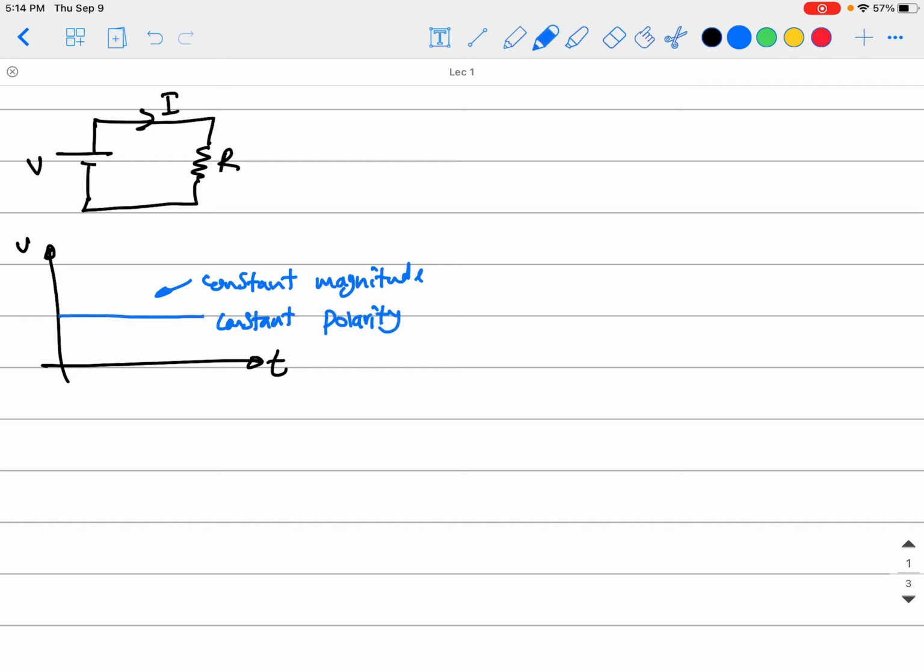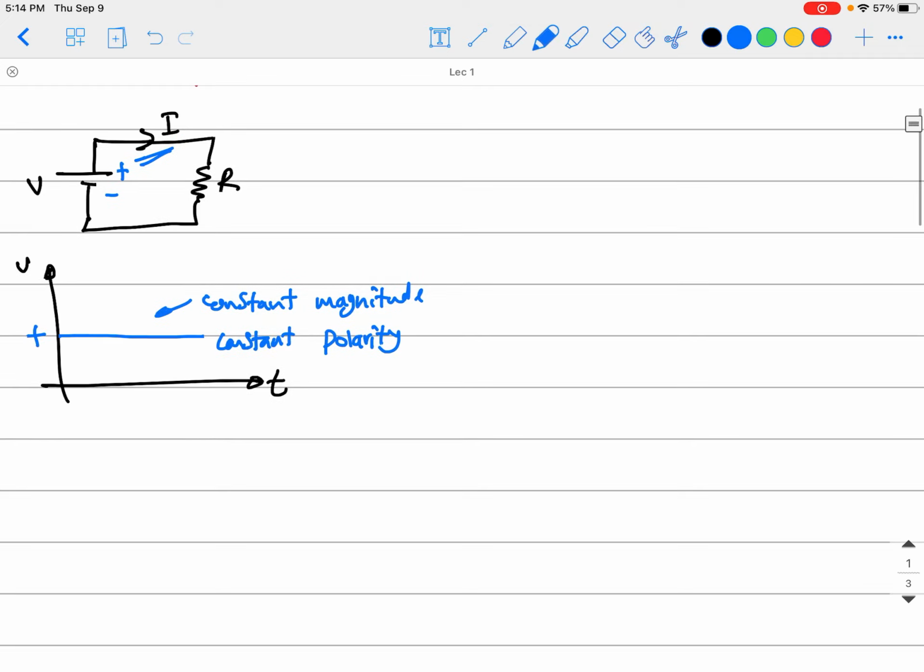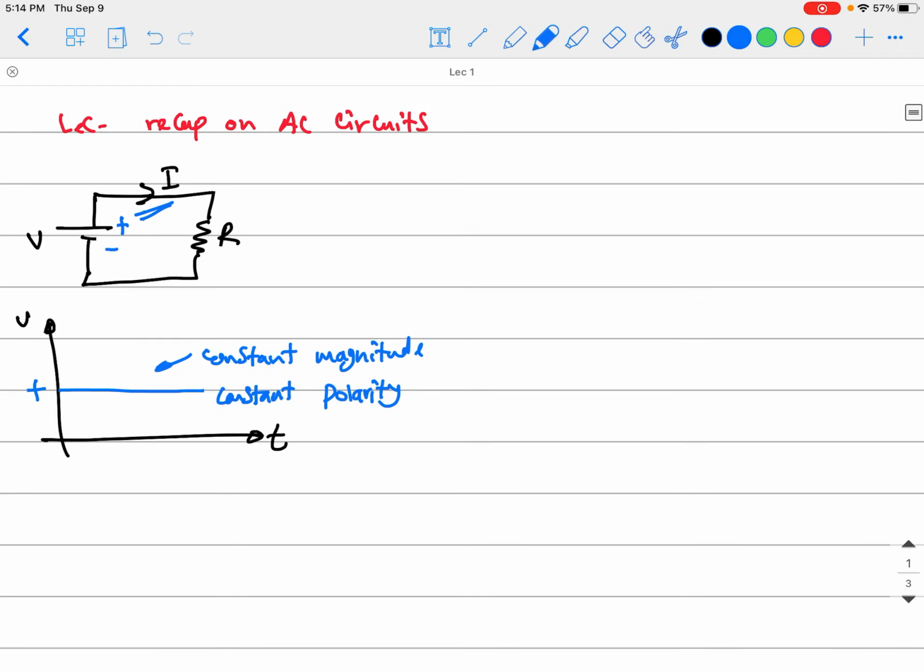So the magnitude doesn't change with time, it's just constant like you see, and the polarity is constant. That means if it is positive, it's positive all the time. If it's negative, it will be negative all the time. That means the direction of current will remain fixed, coming out from the positive terminal of the source and going back to its negative terminal, and that's why we call it constant polarity. But it's not the thing we want to talk about here. The thing we'll be dealing with all of the time is the AC circuits, okay?